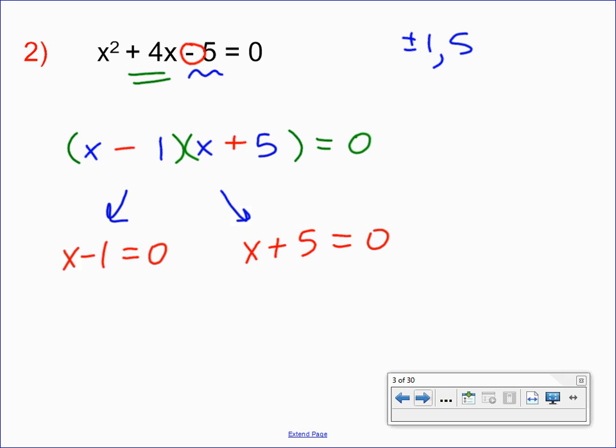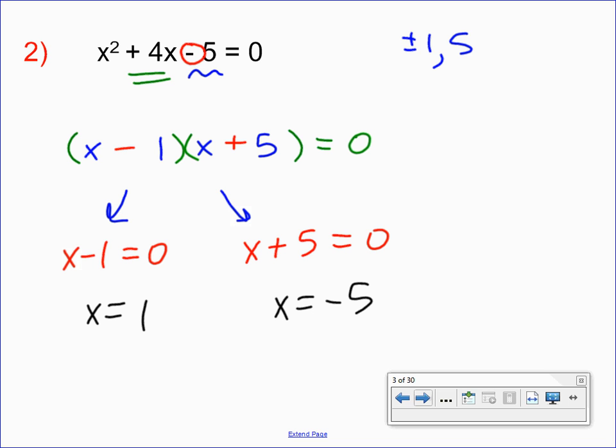Now let's go ahead about my business using our regular inverse operations. So for the first equation, it looks like I'll add 1 to both sides. We'll get the potential solution value x equals positive 1. On the right-hand side equation, I'll simply subtract 5 from both sides and get the potential solution value x equals negative 5. And before I box it, I'm going to make sure I check.